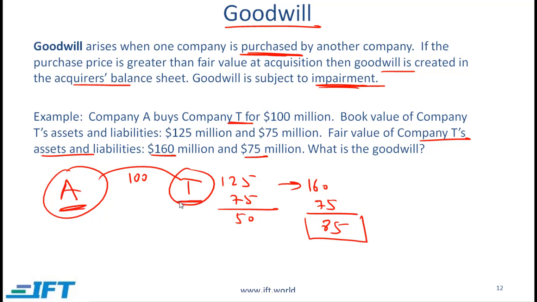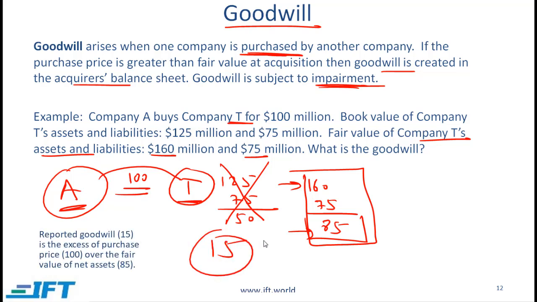When company A purchases company T, what really matters is the fair values and not the book values. Note that company A has paid 100, which is more than the fair value of the net assets. The additional amount of 15 million, which was paid above the fair value of the net assets, is goodwill. And as the term implies, this extra amount is paid because of the goodwill that company T has generated. Now, company T might have lots of satisfied customers, they might have a very good brand, which is why the value for the overall company is more than simply the net assets that it has.